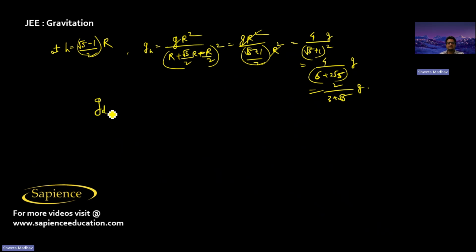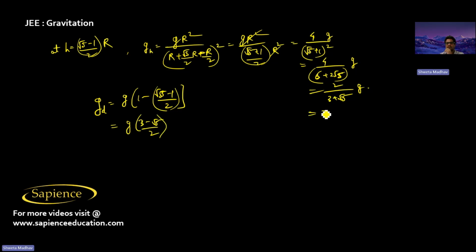And g at the depth will be g into 1 minus d by R, where d is root 5 minus 1 by 2. This will be g into 1 plus half, that is 3 by 2, minus root 5 by 2.